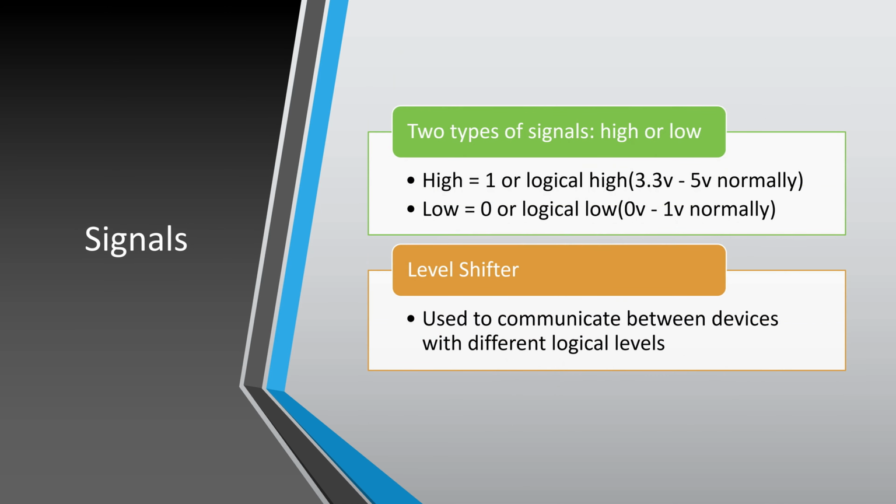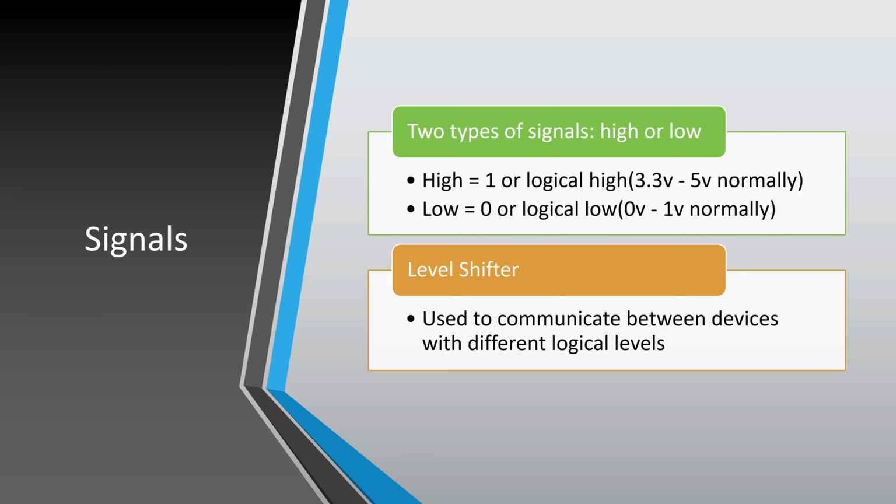Now let's go through the basic signals that we're going to go through. So the main thing that we're going to see is high and low. All these signals and interfaces we're going to be using function on the basis of high and low. High is usually signified by a 1 or a logical high, normally a 3.3 volt or a 5 volt signal. A low, on the other hand, is usually equated to a 0 or a logical low, which is usually 0 volts to 1 volt normally. However, this changes depending on the interface being used.